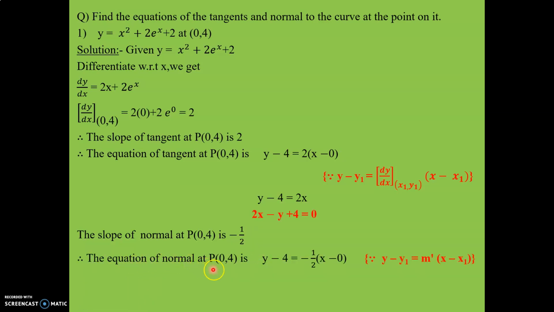Therefore, the equation of normal at P is y minus y1 is equal to m dash into x minus x1. So, m dash value is minus 1 upon 2, substituting that value and cross multiplying, 2y minus 4 is equal to minus x. That is x plus 2y minus 8 equal to 0 is the answer. That is the equation of normal: x plus 2y minus 8 equal to 0.